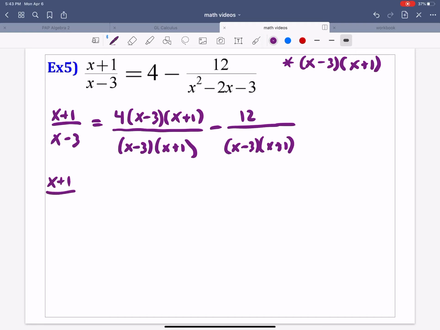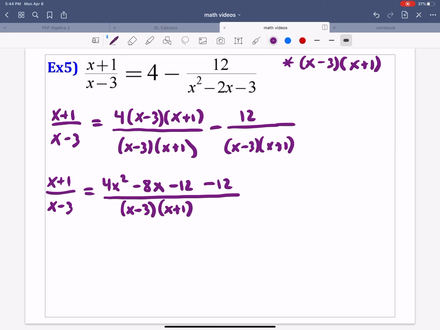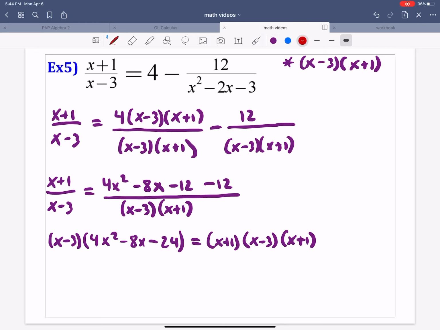Now let's clean that up on the right side. We get x plus 1 over x minus 3 equals 4x squared minus 8x minus 12 minus 12 more, all over x minus 3 times x plus 1. Now let's cross multiply this. We have x minus 3 times 4x squared minus 8x minus 24 equals x plus 1 times x minus 3 times another x plus 1. The x minus 3 should be jumping out the page at you that you can cancel that.